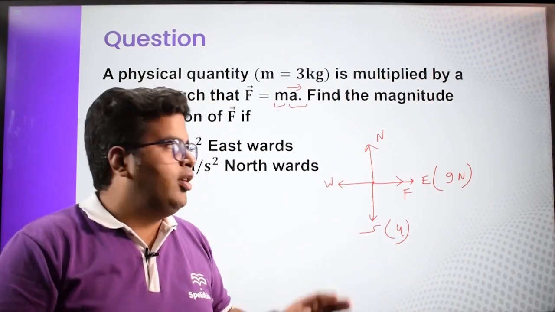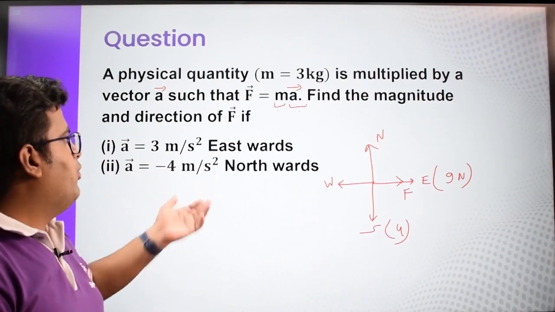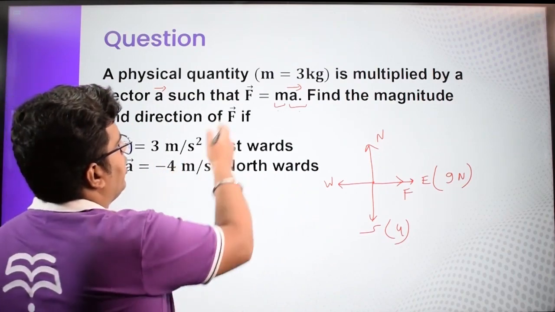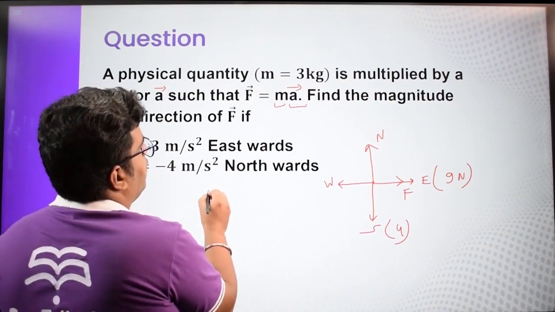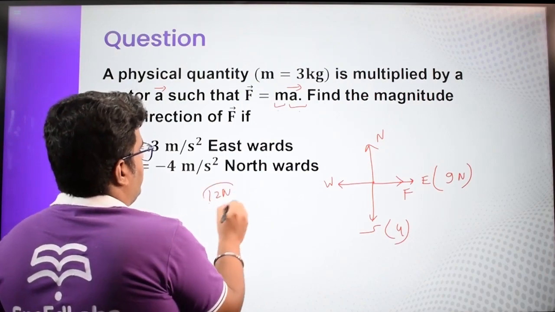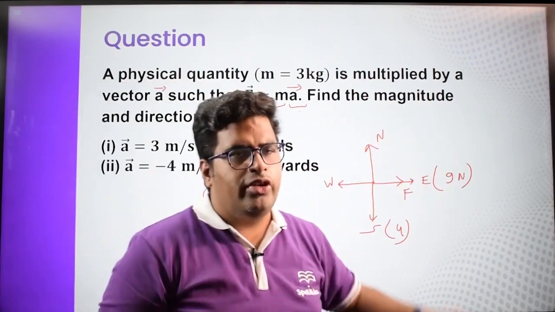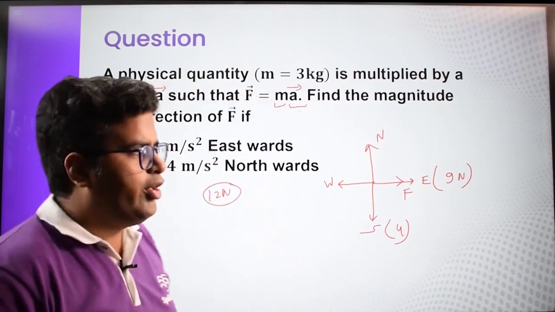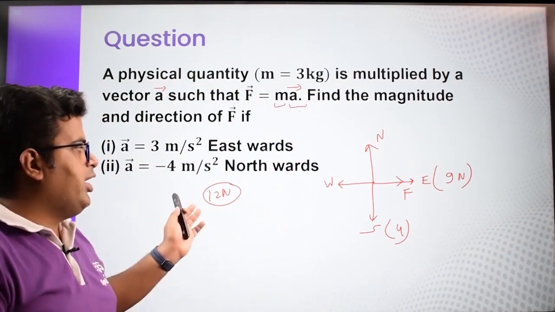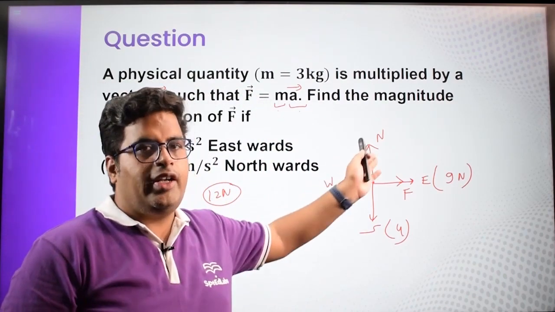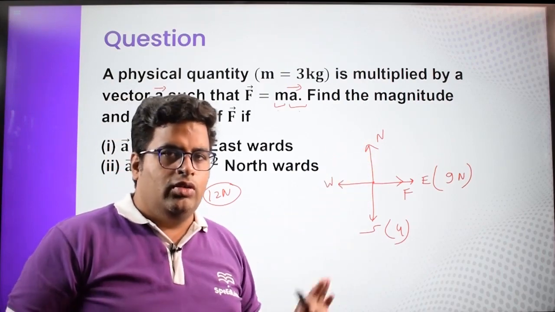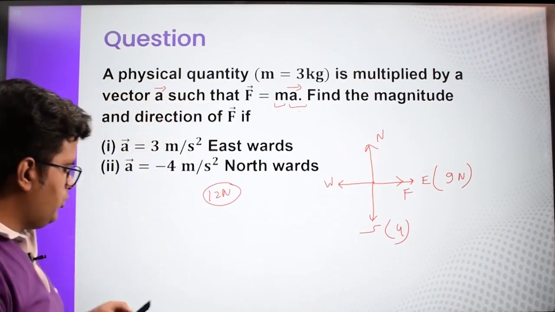So if I ask you to calculate the magnitude of force, acceleration is minus 4 and mass is 3. So the magnitude of force is going to be what? 12 newton. Now as they are asking only the magnitude, it's not necessary to indicate the direction, but you can say that it is a 12 newton force, and that will be a retarding force towards the north. Is that clear?